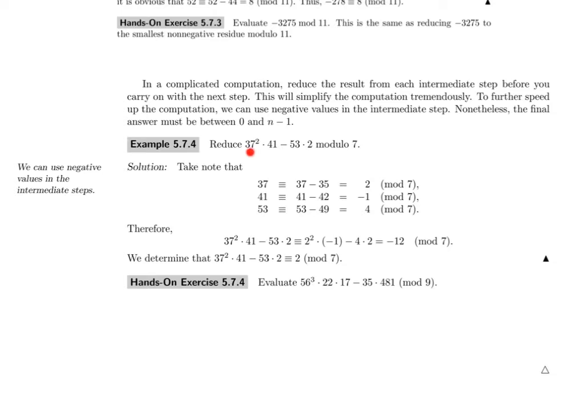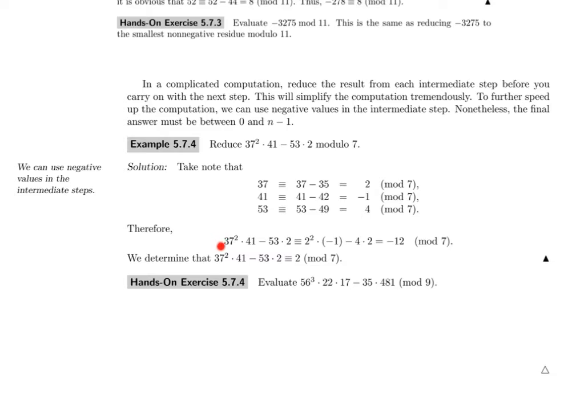For example, we can take this 37 and reduce that mod 7, which gives us 2. We can reduce the 41 mod 7, which gives us negative 1. It's not a bad thing if we get a negative. It's a nice small number, negative 1, so it's not bad to have that. And then reducing the 53 mod 7, we get a 4. So we have 2, negative 1, and 4. These are much easier to work with than 37, 41, and 53. What does this tell us?